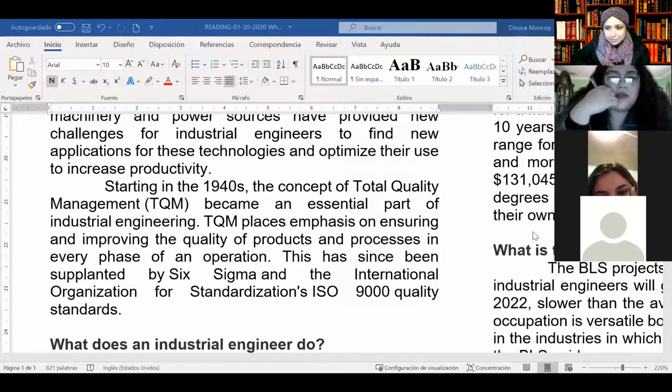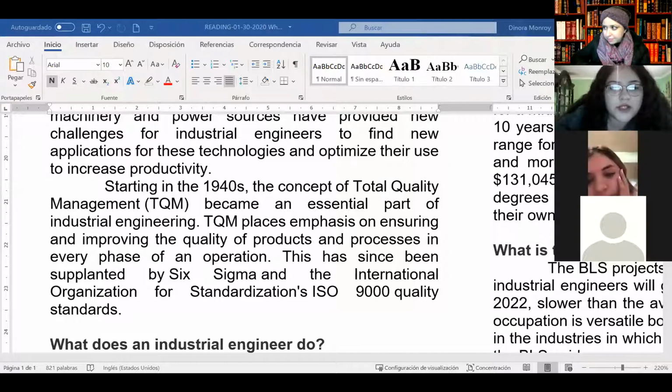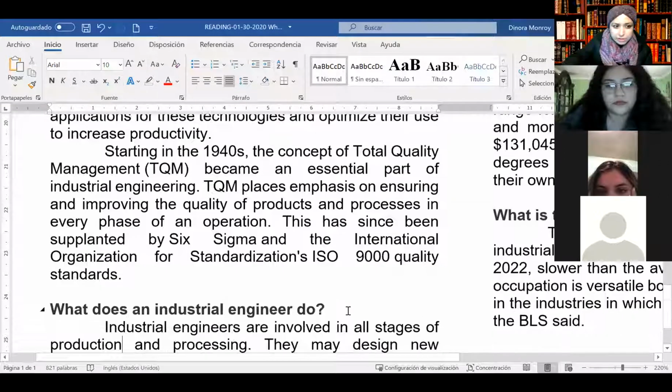This has been supplied by Six Sigma and the International Organization for Standardization ISO 9000 quality standards. Okay, thank you. Next person, please.